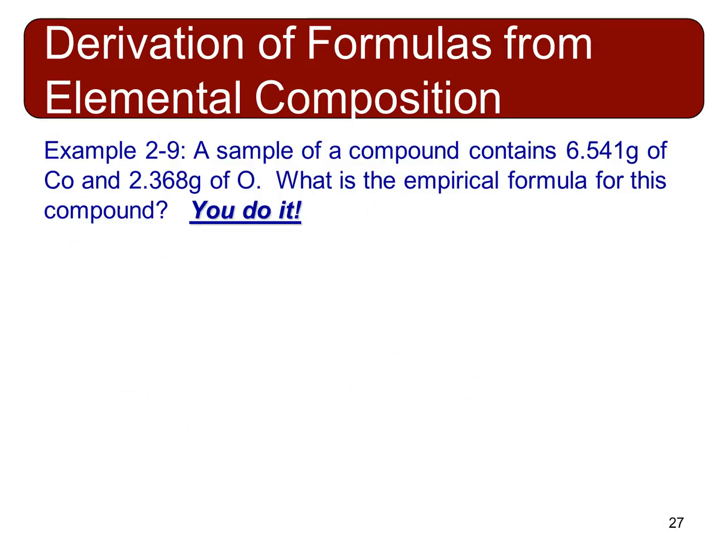Okay, I want you to try this one. So here you're given the mass. You can be given the mass or you can be given the percentage, same thing. It looks like you have two types of atoms. You have cobalt and you have oxygen. I want you to come up with the empirical formula. Be sure you've got your periodic table out so you can look up the atomic weight.